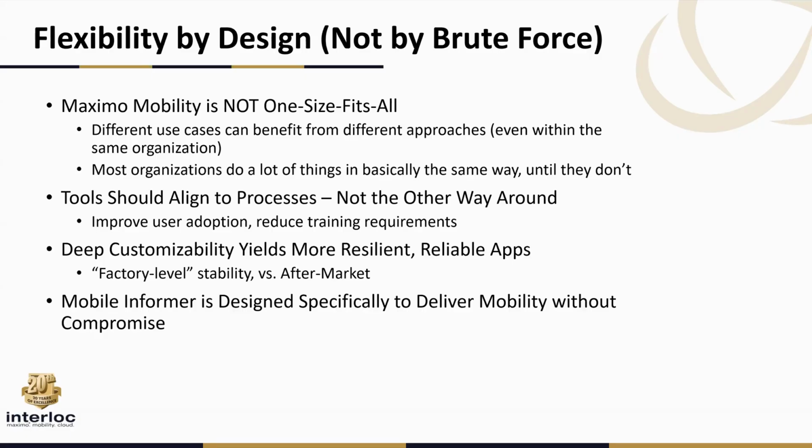The tools, as I said, should align to the process, not the other way around. So again, we shouldn't have to tell you, I'm sorry, you have to change the way you work because we can't support that. We need to be able to bring that tool into alignment with the process to keep them moving. Deep customizability yields more resilient and reliable apps. By deep customizability, I mean that we're not just changing the layout of the screen. We've got a developer going in and updating the code in a very predictable, testable, and repeatable way.